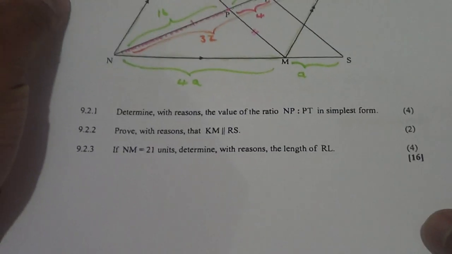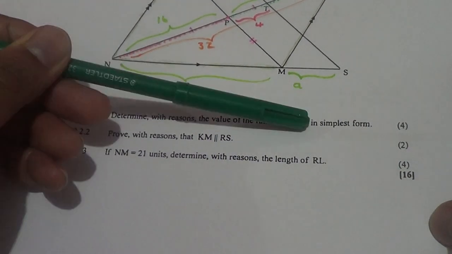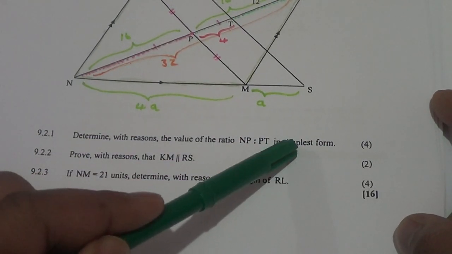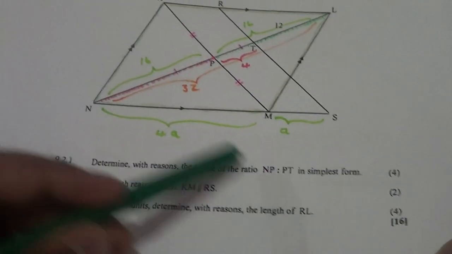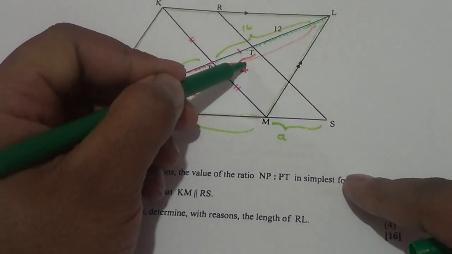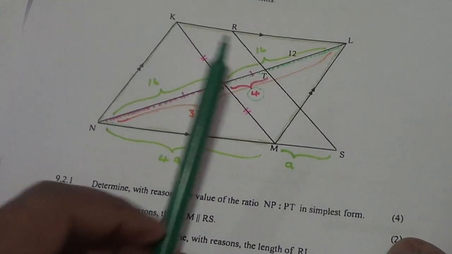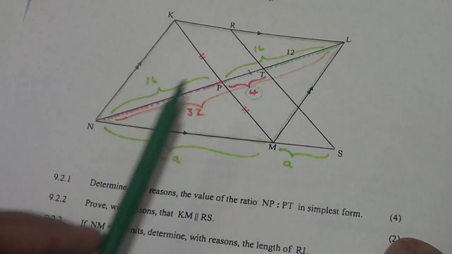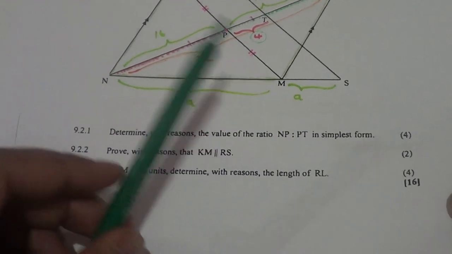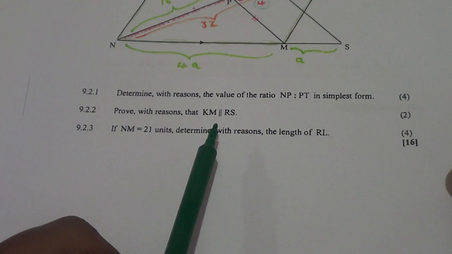So what do they want? It says determine with reasons the value of the ratio NP over PT in simplest form. All right, so PT. We needed to work PT, and we just did. We found out it's 4 units, and we had to use some properties of a parallelogram. So that is easy. Then it says prove with reasons that KM is parallel to RS.